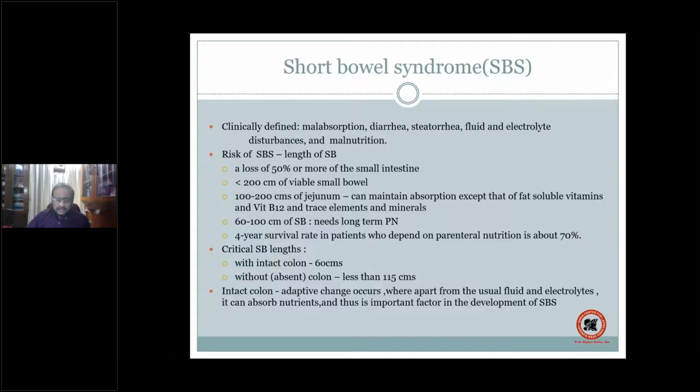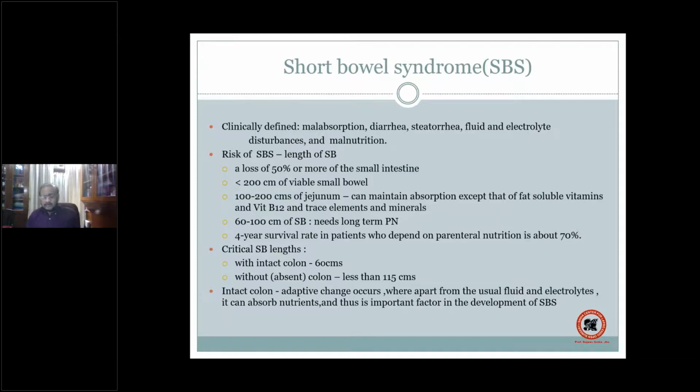Now, with 100 to 200 centimeters of jejunum, these patients would have malabsorption, but fat-soluble vitamins and vitamin B12 can be given in these patients, with trace elements along with minerals. If you have less than 100, that's 60 to 100 centimeters, this patient would need parenteral nutrition. If you look at the 4-year survival rate of patients who depend upon parenteral nutrition, it is only 70%. So the less bowel that you have, the more the chances of high morbidity and mortality.